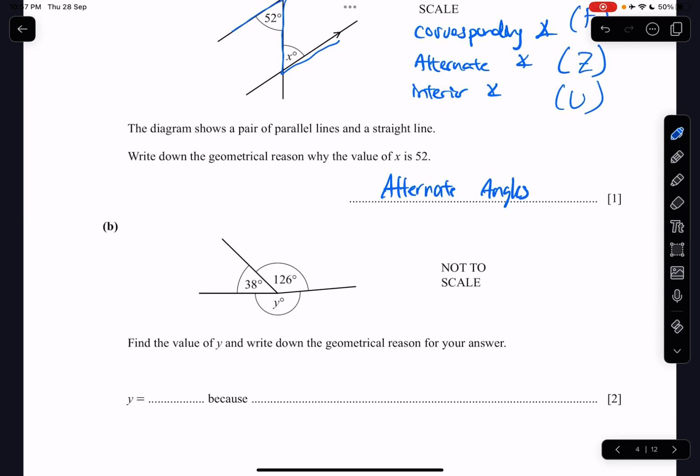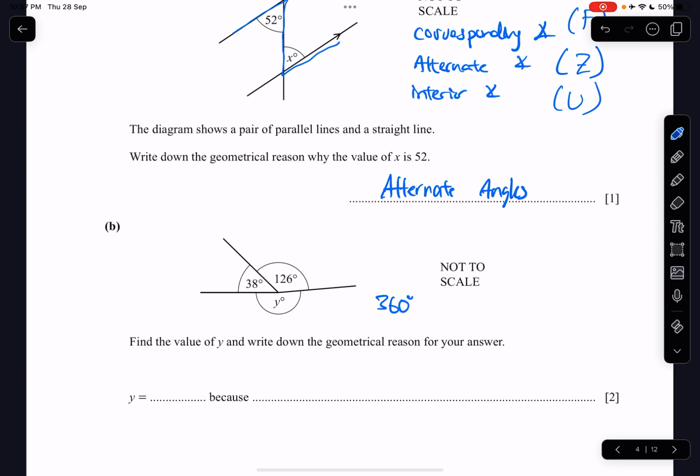Okay, next, find the value of y and write down the geometrical reason for your answer. We have angles at a point here. So we have 360 degrees minus 38 minus 126. The answer will be 196 degrees. Just be mindful that the degree is already written down here, so for y itself, we have to drop the degree sign. Because this is the sum of angles at a point. Okay, great.